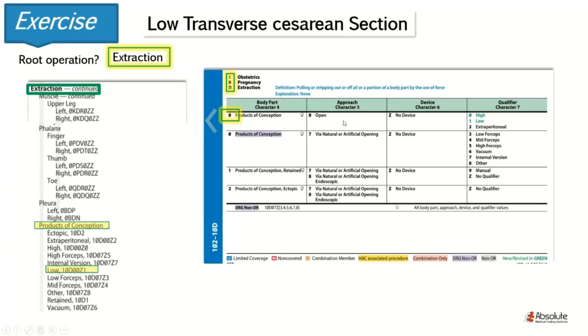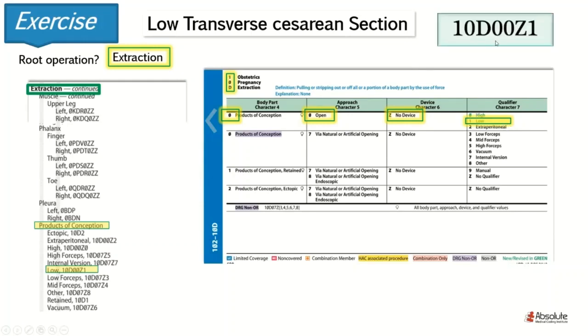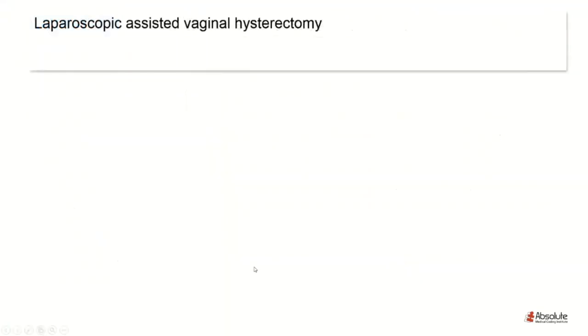Our fifth, open. Sixth, no device. And our seventh character, that's low, and that will be a 1. So our code is 10D00Z1. And coders, if you got that correct, outstanding. All right, I got another exercise for you. This is laparoscopic assisted vaginal hysterectomy.